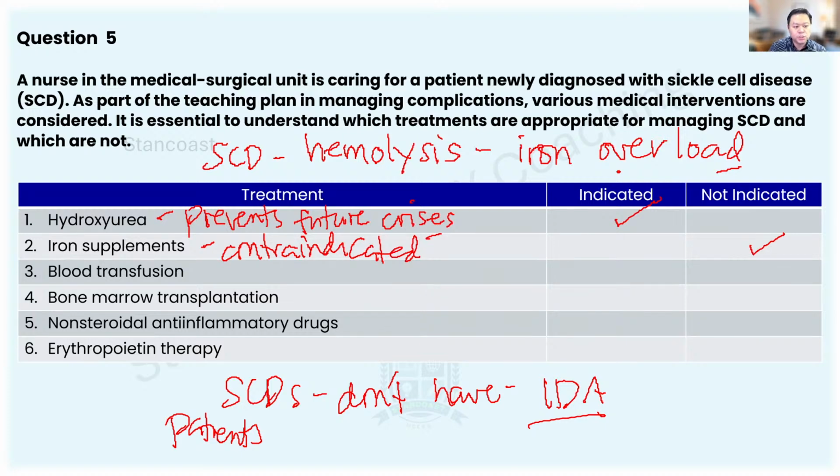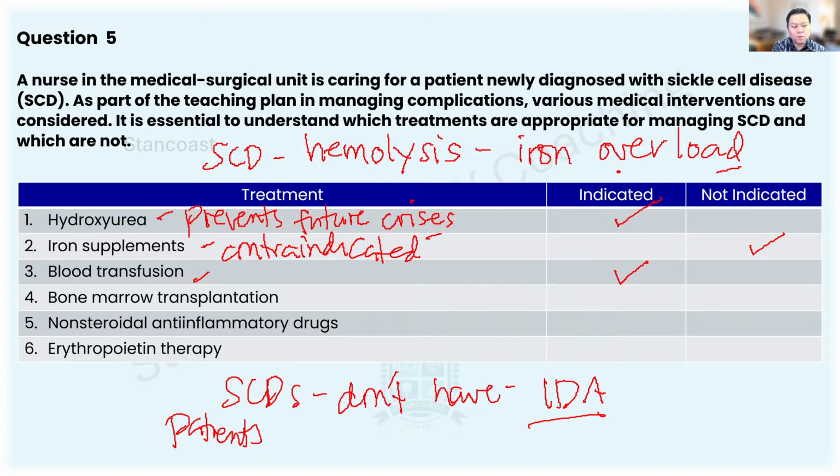Blood transfusion. Do you think that they're gonna benefit from blood transfusion? Of course. When they're gonna end up with a significant anemia, they need to have the blood transfusion to reduce the risk of complications such as stroke. So make sure you have that in your care plan as well.